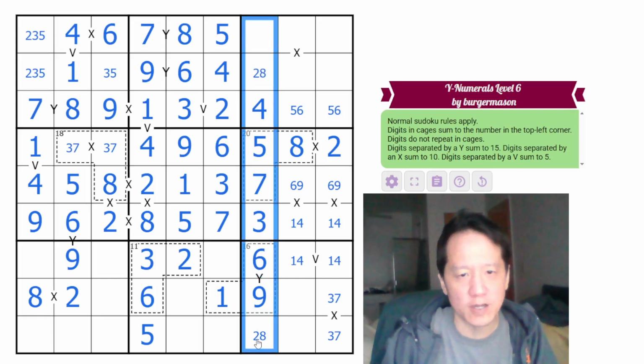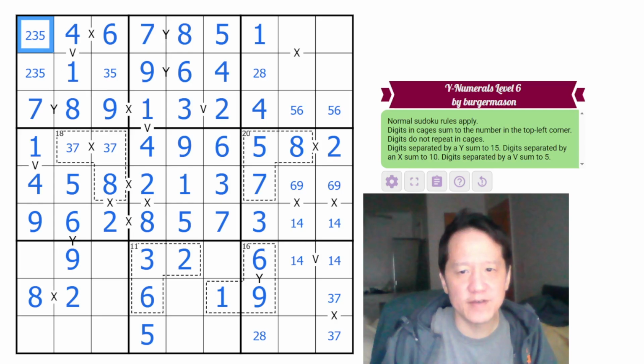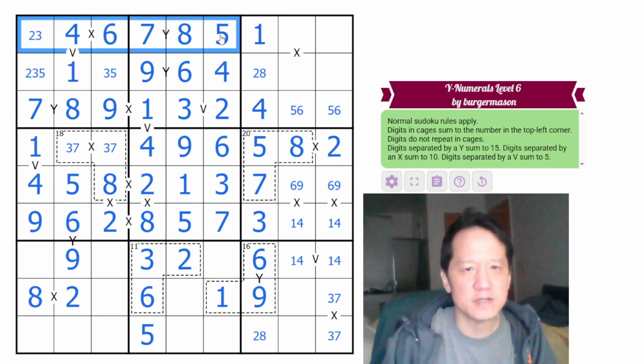Well, where's the 1 in column 7? Because that's 1 there. Where's the 1 in column 7? It has to be here. So this is a 1. This can't be 5 because of the 5 here.